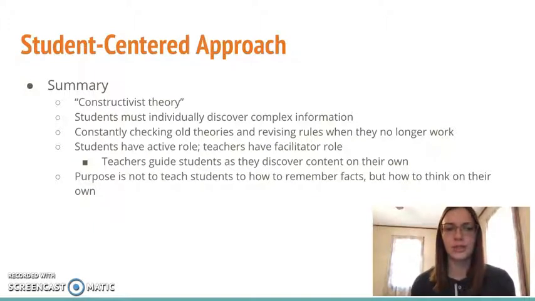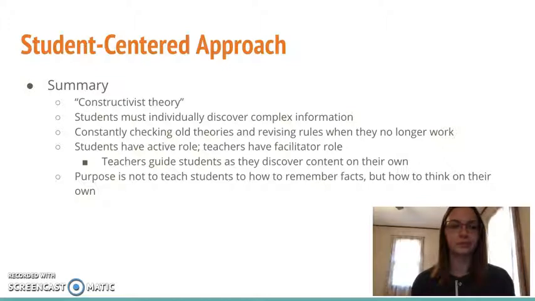With this approach, students have a very active role and teachers have more of a facilitator role. This is because the students are diving into information on their own, and teachers are kind of guiding them through as they discover that content for themselves. So the purpose for this approach is not to teach students just how to remember facts, how to remember dates, but how to think on their own and how to problem solve on their own, how to discover things by themselves without the teacher just telling them the answers.